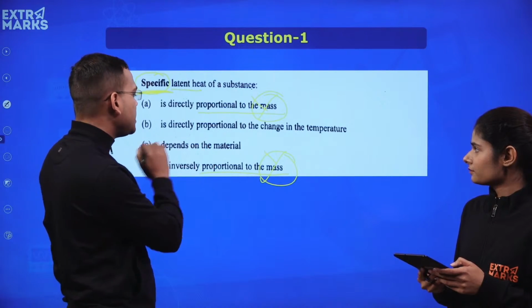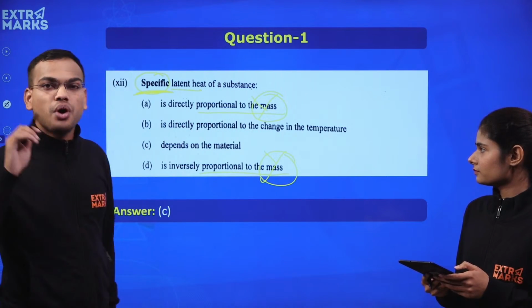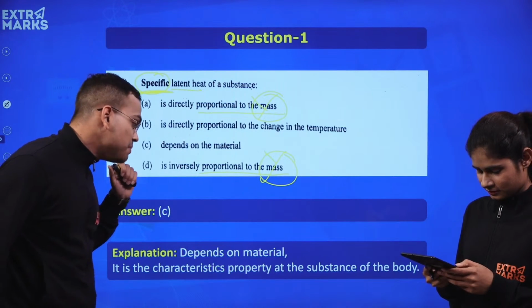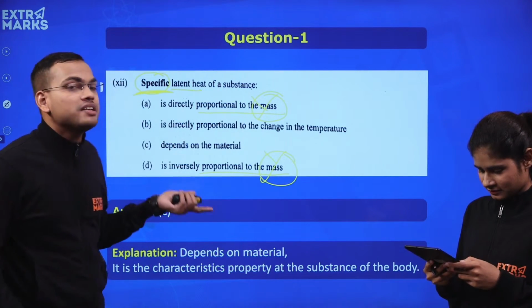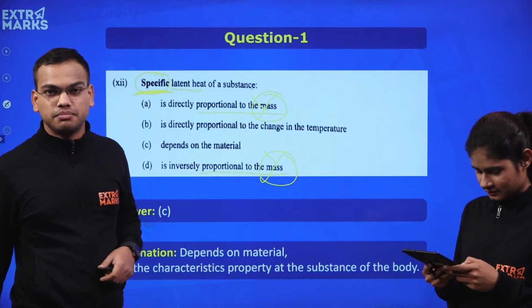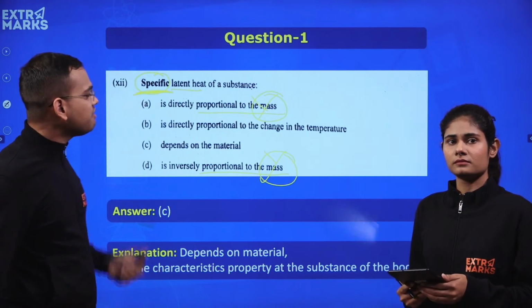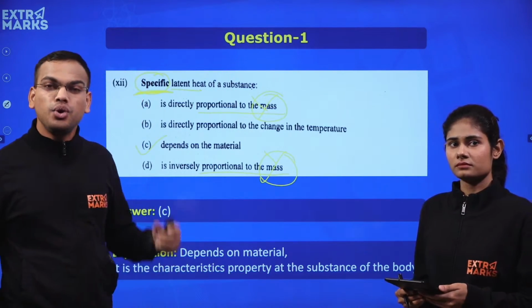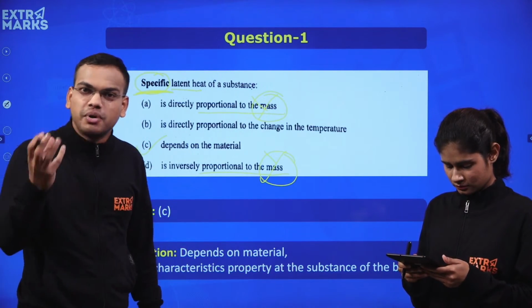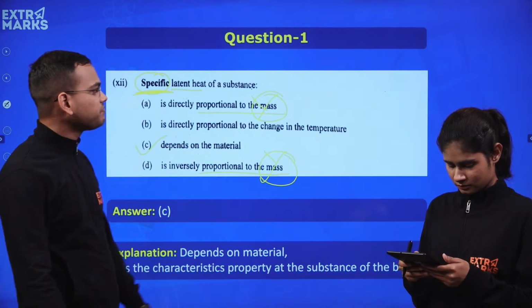Now, only two options are left. It is directly proportional to the change in temperature, or it depends on the material. So understand, it depends on the material. It is an intrinsic property of any material, the specific latent heat of that substance. It depends on the property of the material of that substance, right? So it only depends on the material. It varies from one material to another, okay?